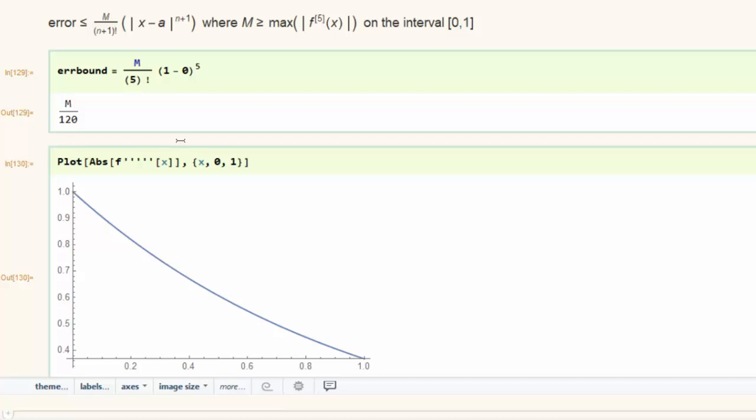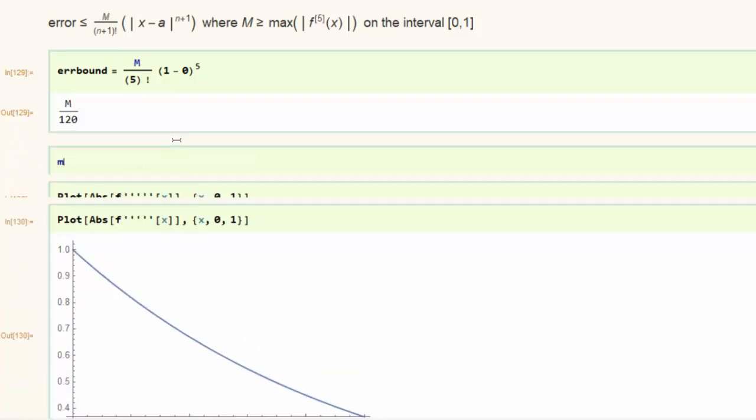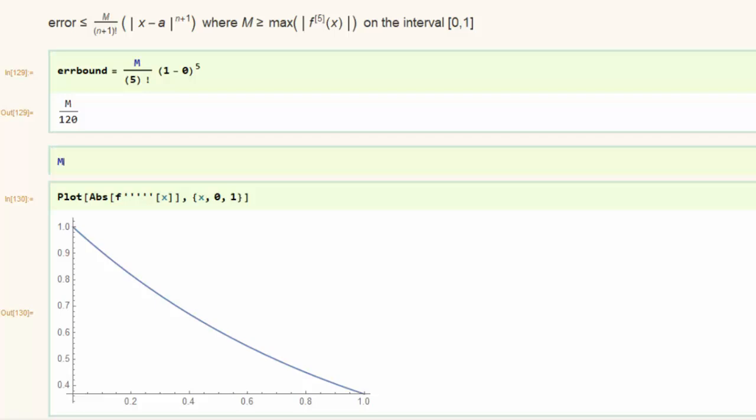And so now when I'm looking at my plot, I see that it looks like the biggest value is somewhere around 1. But what I could do is I could just say, let M equal 2. The number 2, based on my graph, is clearly bigger than any value of the 5th derivative on this interval. So as long as I choose an M that's bigger than all these values, it should give me a valid bound.